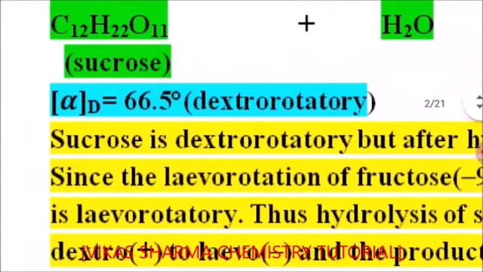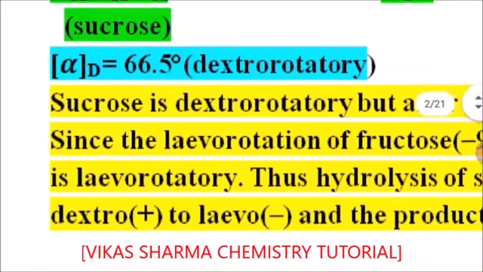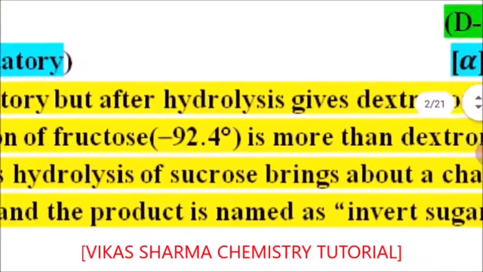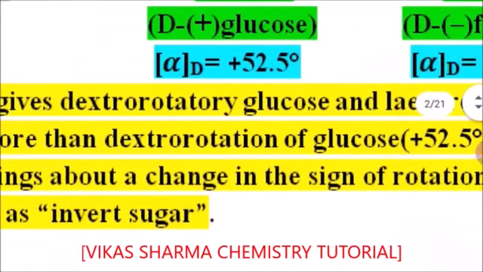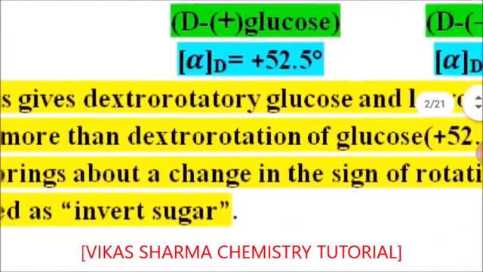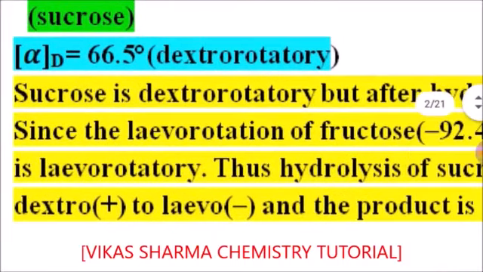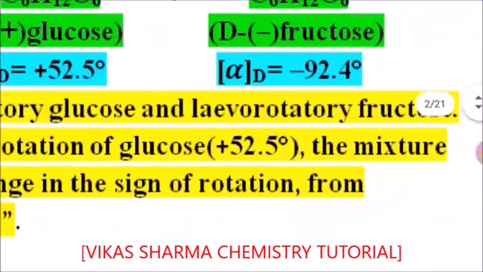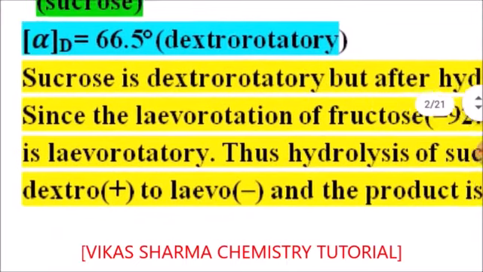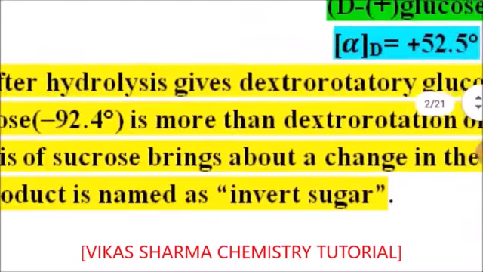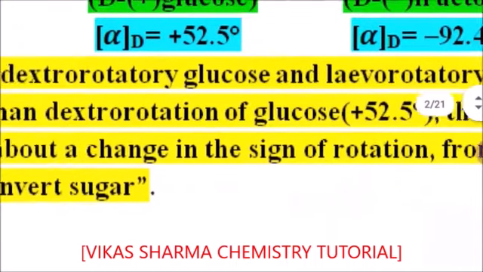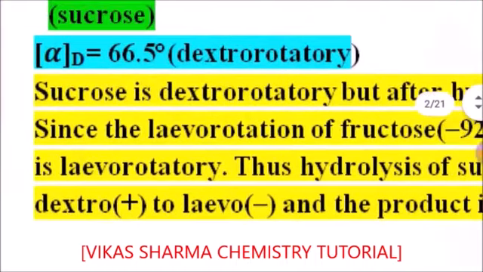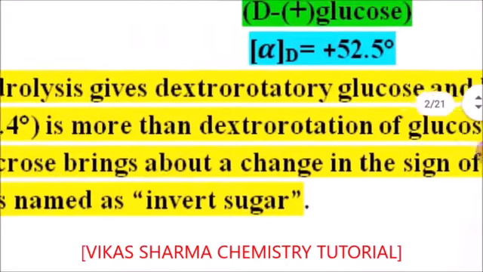But sucrose has the nature of dextrorotatory. It is positive 66.5 degree. So sucrose is dextrorotatory, but after hydrolysis it gives dextrorotatory glucose and levorotatory fructose. Since the levorotation of fructose, minus 92.4 degree, is more than the dextrorotation of glucose, which is 52.5 degree, the mixture is levorotatory. Thus, hydrolysis of sucrose brings about a change in the sign of rotation from dextro to levo, and the product is named invert sugar.